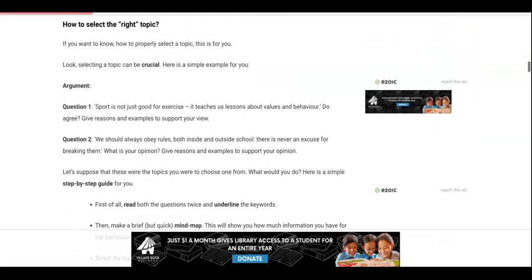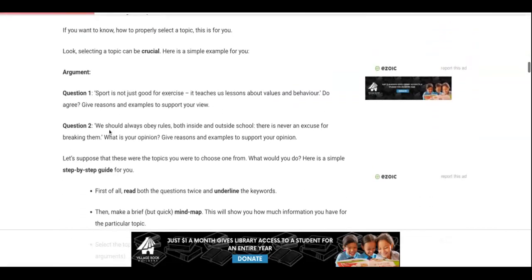So let's say they've given us a topic. They're talking about how you will decide if it's the right topic, what topic you actually want to go with, because you always have a choice. So the first topic is: sport is not just good for exercise, it teaches us lessons about values and behavior. Do you agree? Give reasons and examples to support your view.